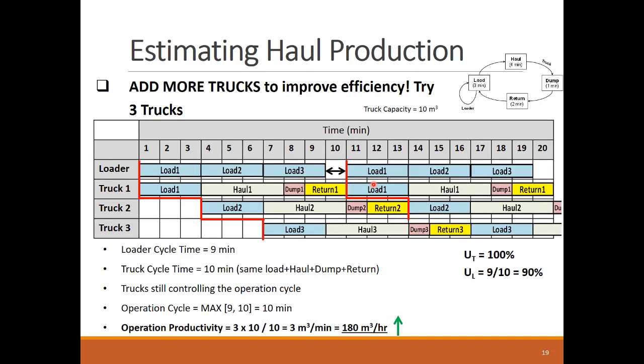Let's see what's the case for using 3 trucks. Productivity keeps improving by increasing the loader's own cycle time to be 9 minutes, which refers to the time of repeating the loading of the 3 trucks, assuming their continuous availability. Trucks are still super busy and they still control the operation. However, the productivity is now calculated based on delivering 3 payloads for the same operation cycle time. Finally, the loader is also starting to be more utilized for 9 minutes out of the operation 10 minutes cycle.